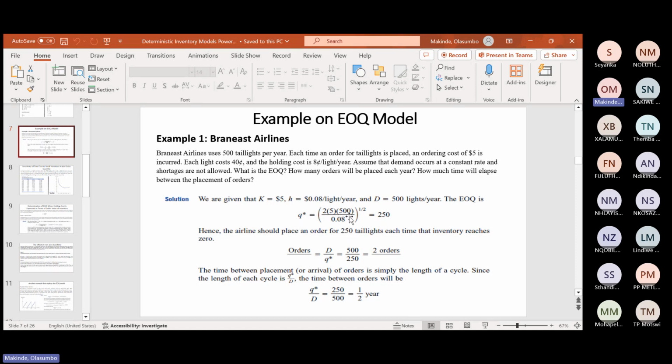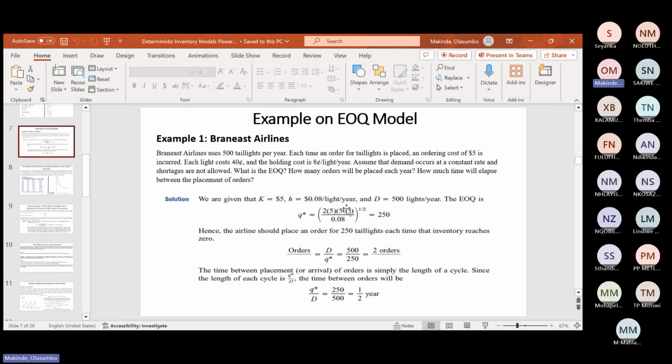Then square root is that raised to power half, because square root, according to the law of indices, is raised to power half. Then 2 times K times D over h. So if you apply the formula, that will give you square root, or raised to power half, whichever you want to use, of 2 times K, which is 5, times D, which is 500, over h, which is 0.08. Then you can press the calculator. Then the EOQ will give you 250. So does that make sense? Please confirm. You can also press the calculator.